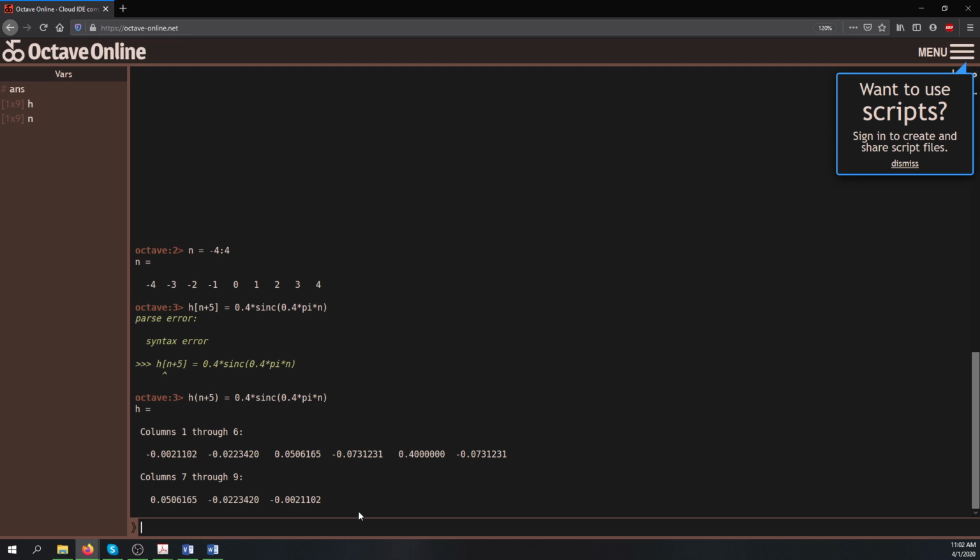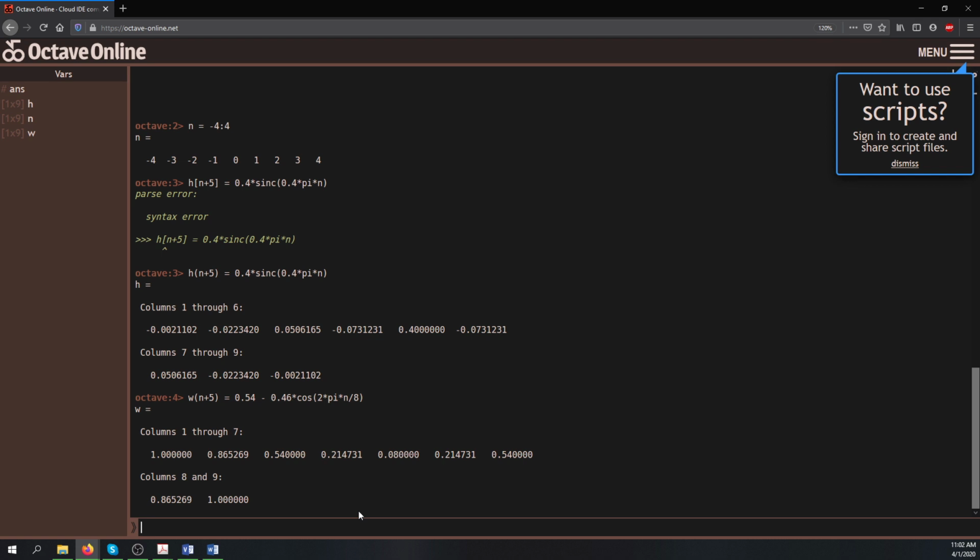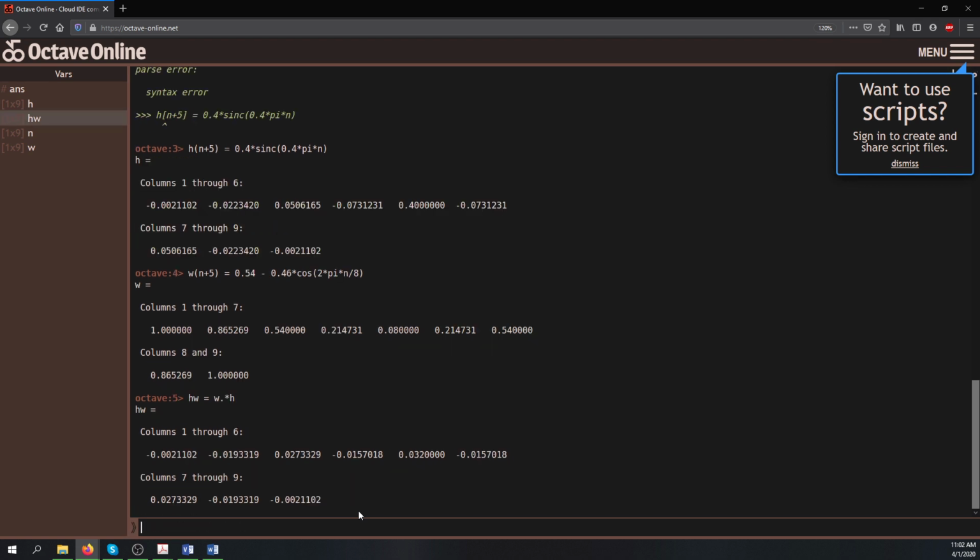And then because we have w as well, this will follow w of n plus 5, because we need to accommodate positive indexes in Octave. It will be 0.54 minus 0.46 multiplied by cosine of 2 pi n divided by capital N, which was 9 because it was a 9-point window, so 9 minus 1, that's 8 in our denominator. So we have w. And then our output, let's call this hw, is w dot star h. And that will give us all the coefficients for our answer. So that should bring us to the end of question 6 part 1.